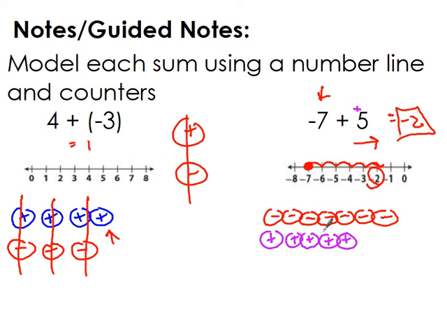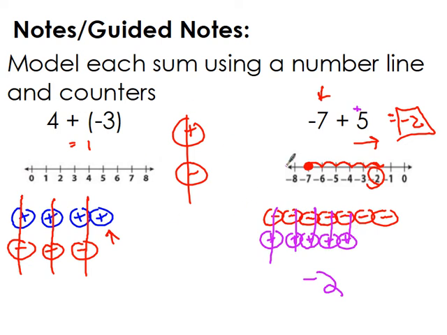Then I'm combining all these together. Well, I don't have 12 negatives because I have some negatives and I have some positives. I don't have 12 positives because, again, negatives and positives. But I have a bunch of zero pairs here. Those cancel, cancel, cancel, cancel, cancel. I'm left with negative 2, which is what we got already, because that's what's remaining when I run out of all my positives. So that's how we would model adding numbers that have different signs.